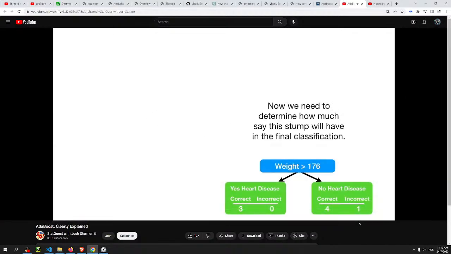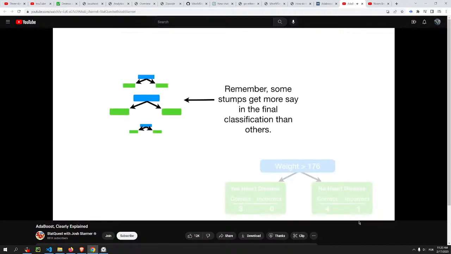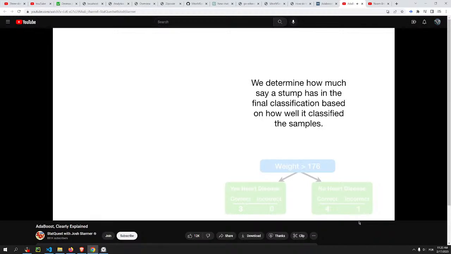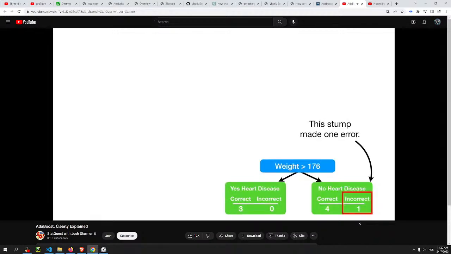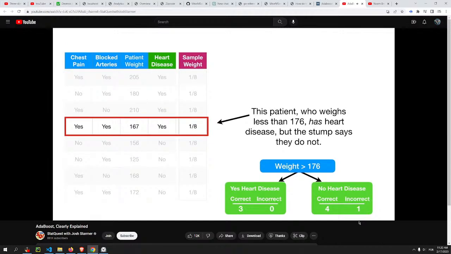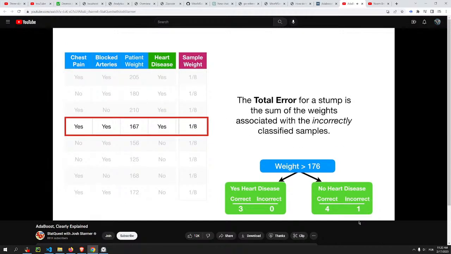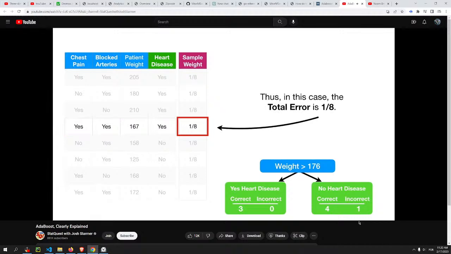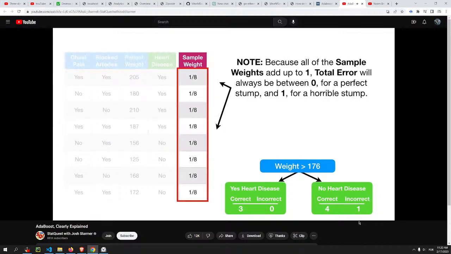Now we need to determine how much say this stump will have in the final classification. Remember, some stumps get more say in the final classification than others. We determine how much say a stump has in the final classification based on how well it classified the samples. This stump made one error. This patient, who weighs less than 176, has heart disease, but the stump says they do not. The total error for a stump is the sum of the weights associated with the incorrectly classified samples. Thus, in this case, the total error is 1/8. Note, because all the sample weights add up to 1, total error will always be between 0 for a perfect stump and 1 for a horrible stump.